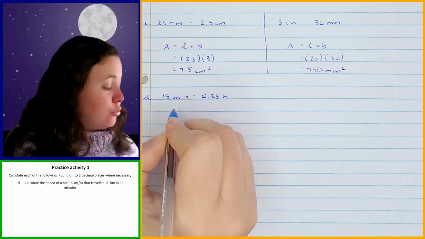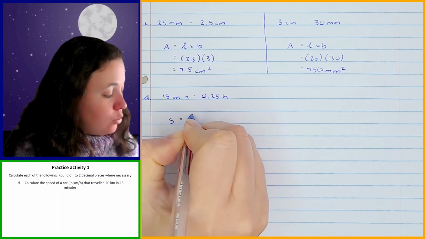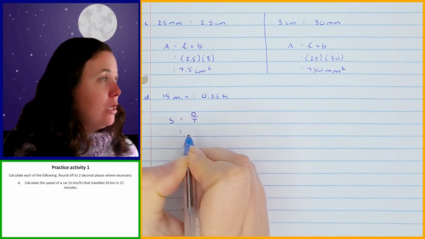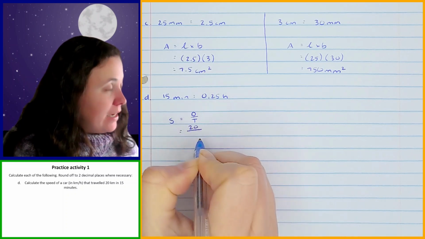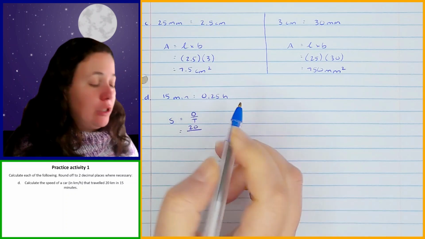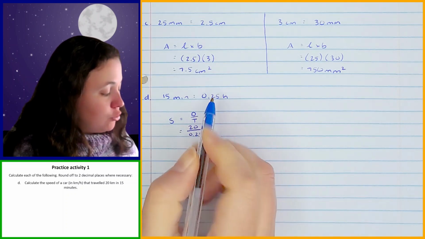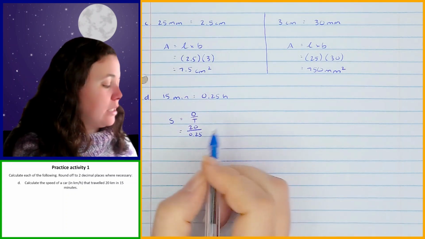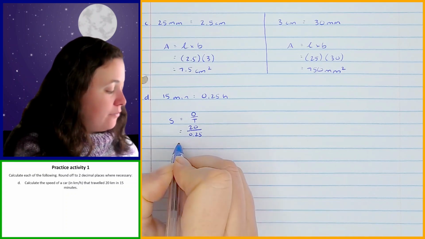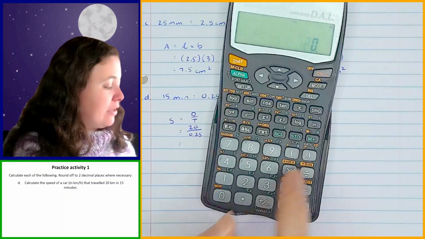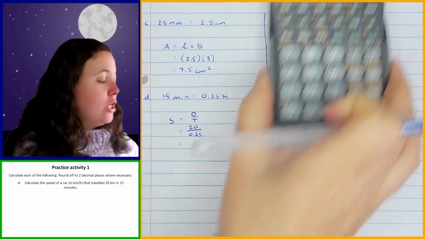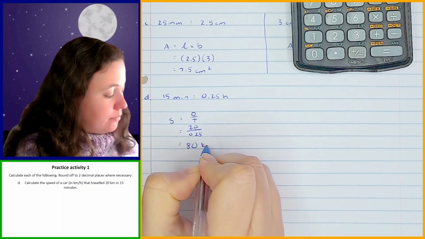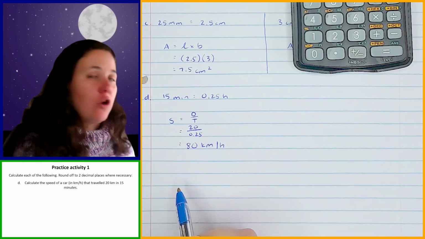Now I'm going to go and do my formula. So my formula is speed equals distance over time. So now I'm going to fill in my values. So my distance they gave me was 20, and I'm dividing that by the time, which I just worked out was 0.25. Now this is why I'm choosing to write it as a decimal over here, because otherwise a fraction over fraction looks a little bit confusing. Okay, so it's 20 divided by 0.25. So if we work that out, 20 divided by 0.25, you get 80. So that means that the speed is 80 kilometers per hour. And that's what you should have got for question D.